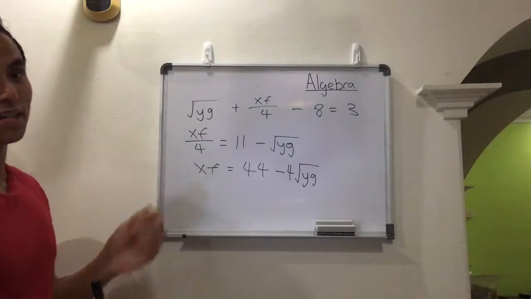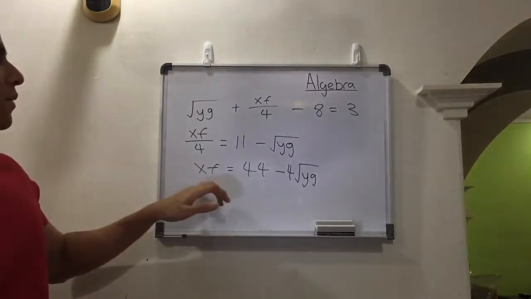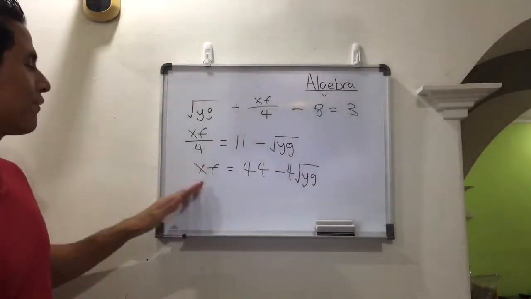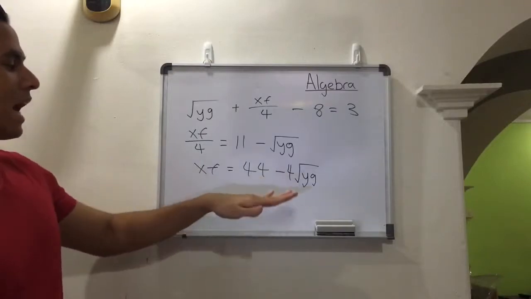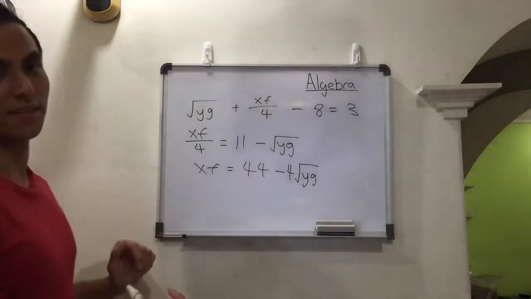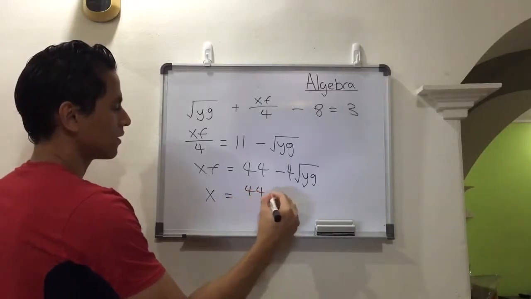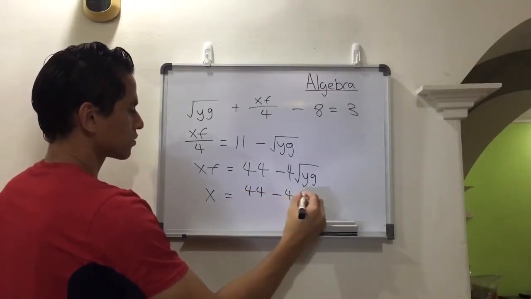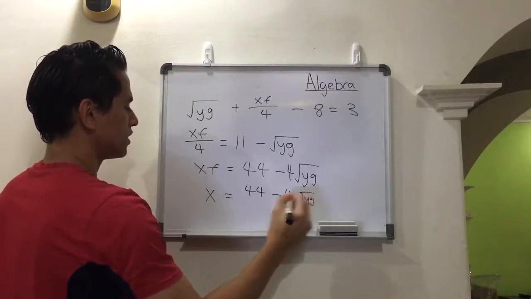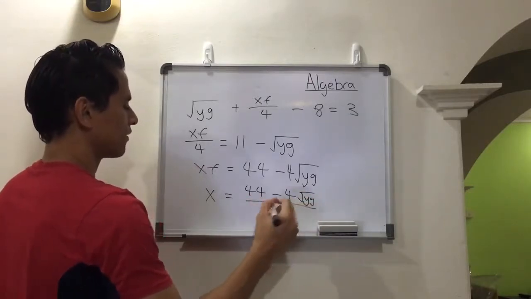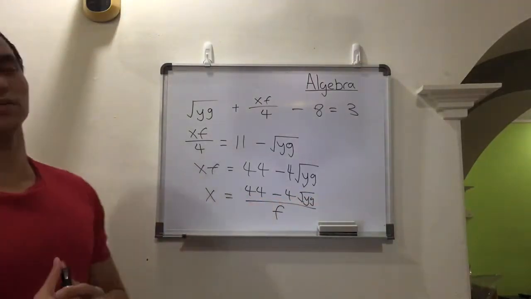And now to isolate for x, we just divide by f. So we divide f on the left hand side and divide by f on the right hand side. So we just get x on the left hand side. So x equals 44 minus 4 square root yg over f. And now x is the subject of the equation.